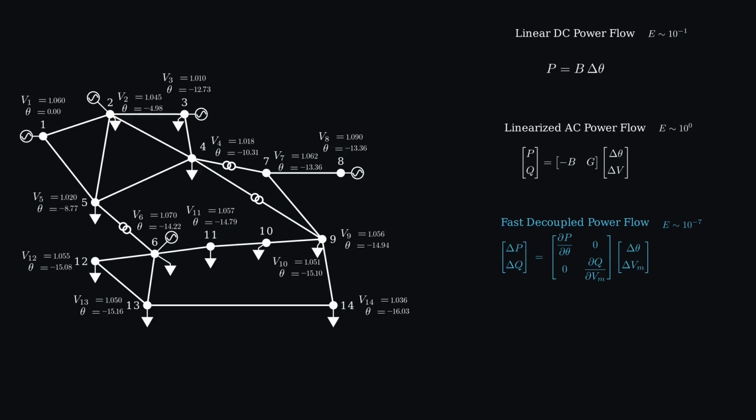This reduces the computational burden and accelerates convergence while still capturing most of the nonlinear characteristics of the system. It is widely used in large-scale network studies, including in operational planning and expansion scenarios, where many power flow solutions need to be computed efficiently without significant loss of accuracy.